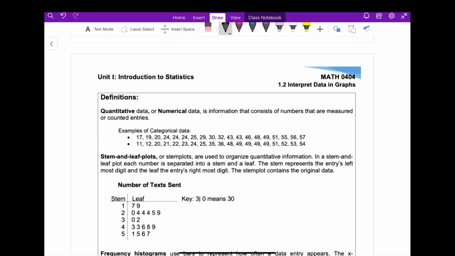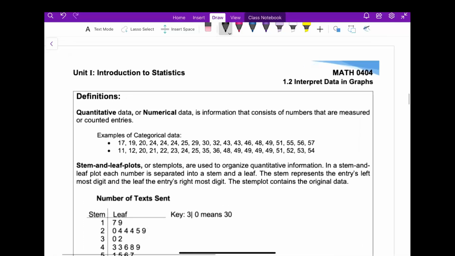This next graph, called the stem and leaf plot, is my favorite graph. I learned about this graph when I was teaching, and I had never seen it before. So let me tell you everything I know about this graph because it's amazing.